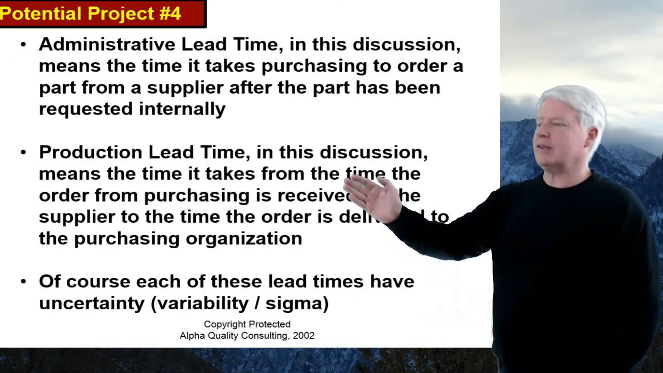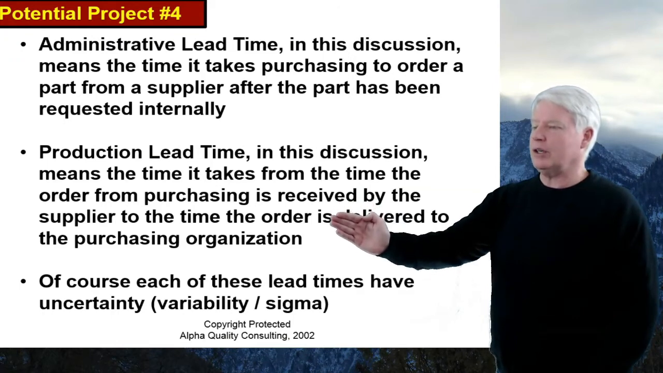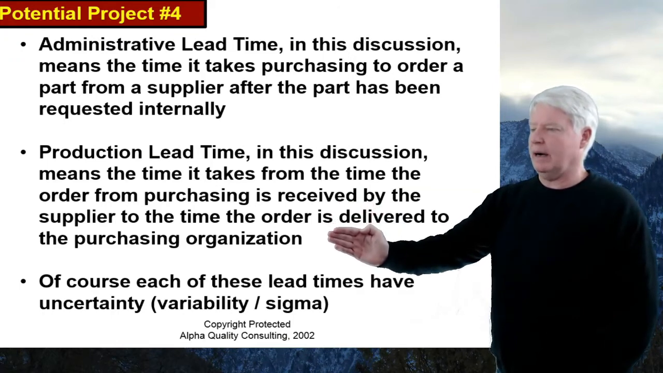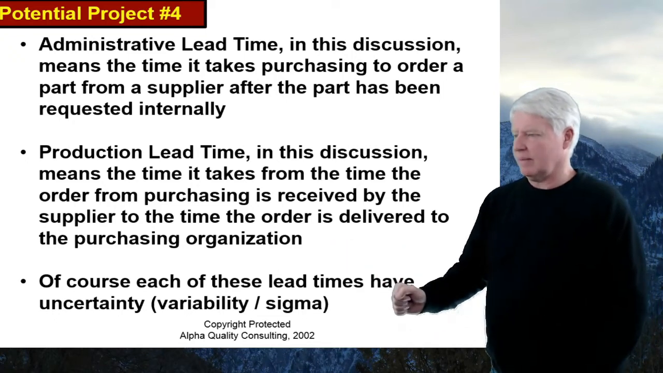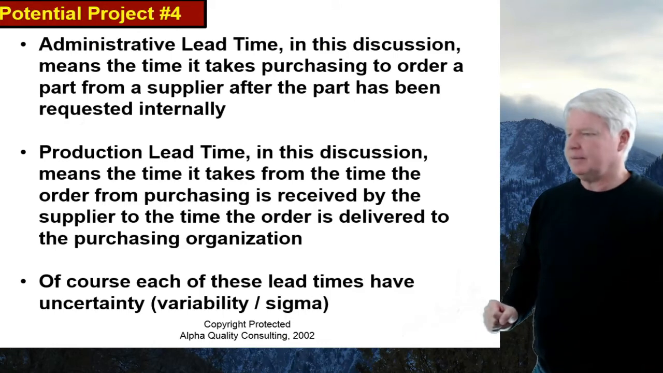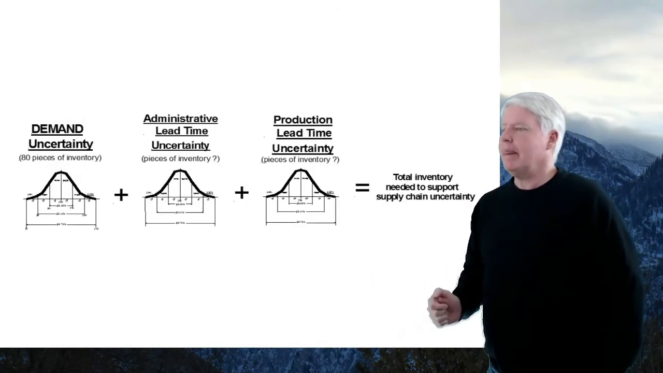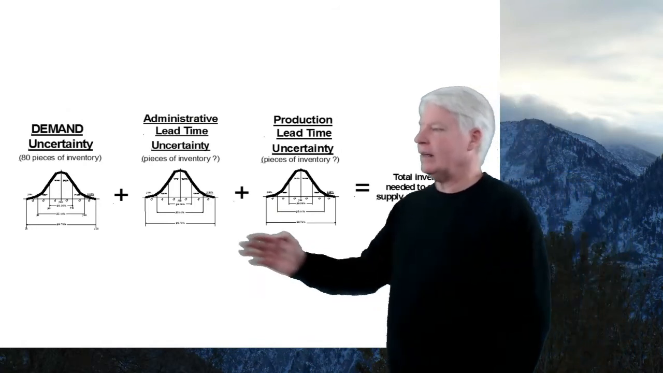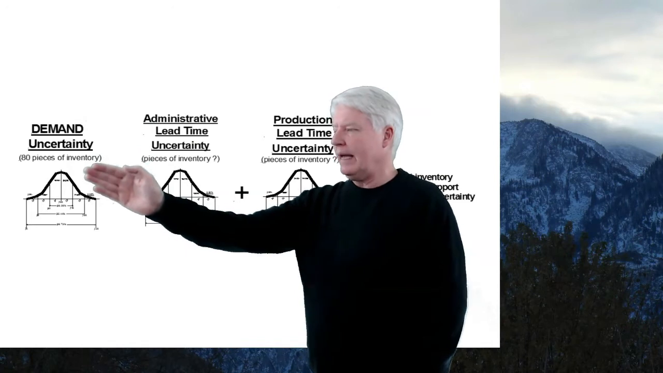Production lead time in this discussion means the time it takes from the time the order from purchasing is received by the supplier to the time the order is delivered to the purchasing organization. Of course, each of these lead times has uncertainty, which we call sigma. Okay, so now we've already talked about demand. We've decided for demand variability we need 80 pieces.